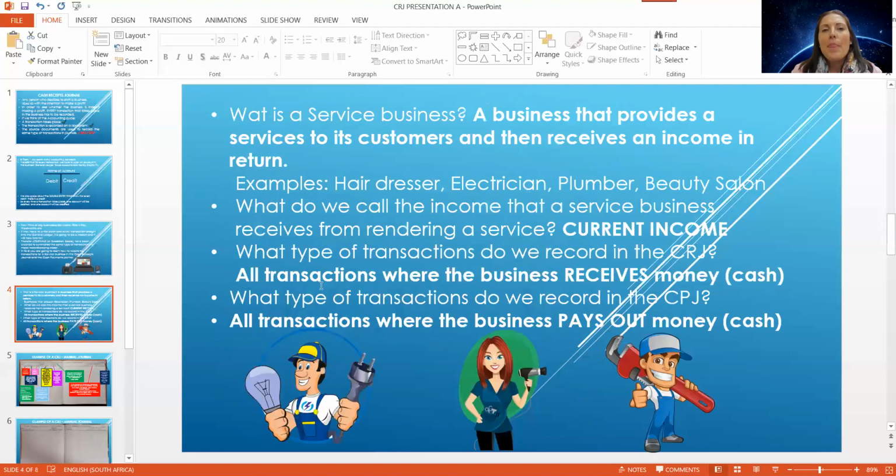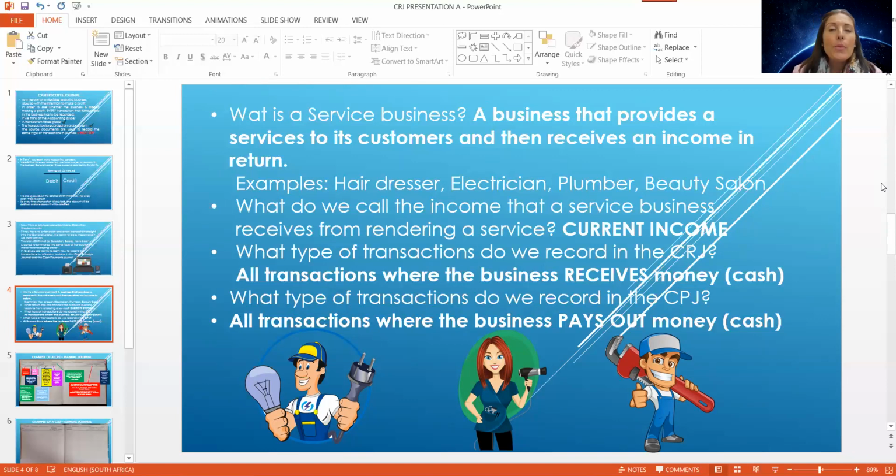Right. Now, let's just recap a little bit on some theory before we move on to the actual format of the cash receipts journal. So what is a service business? Now, in grade 8, we're only working with service businesses, and that's a business that provides a service to its customers and then in return receives an income.